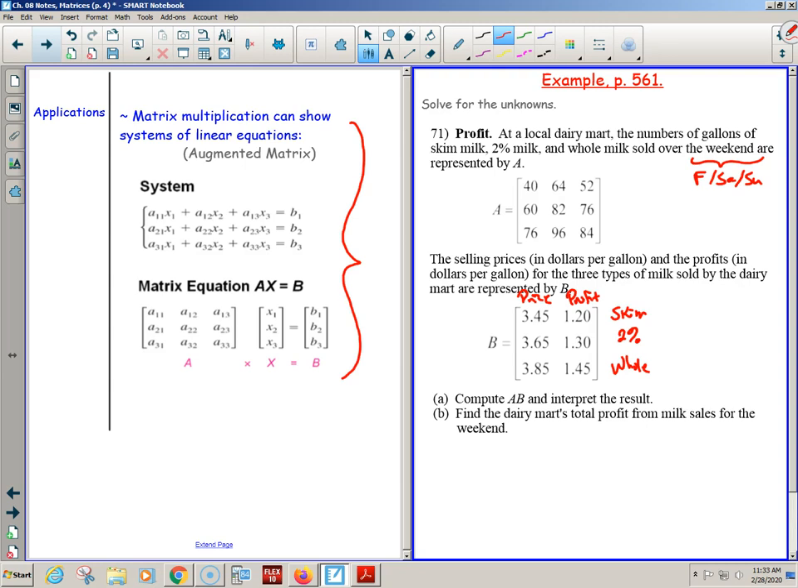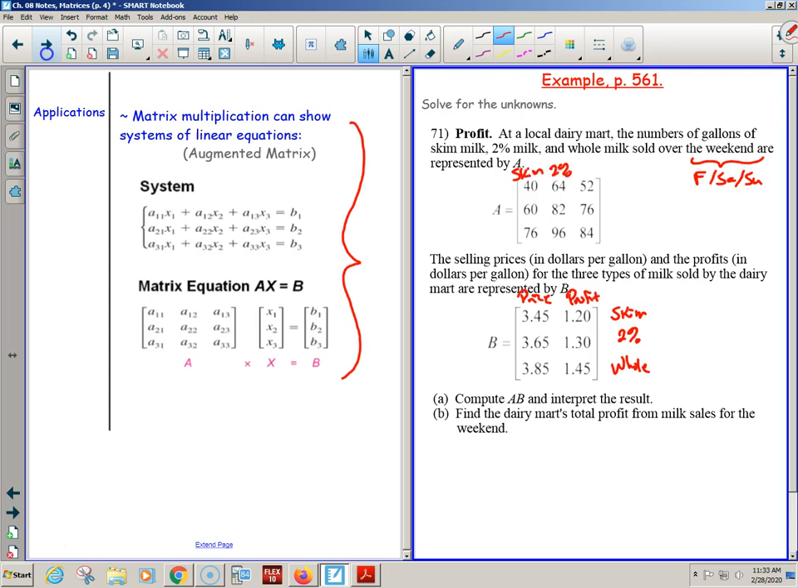What's this? Is it Friday or is it skim? Based on context of I'm multiplying by this, I think it's Friday. So, Friday, Saturday, Sunday? Yeah. No. Why is that not? Because that's the skim, 2%. Why does it need to be skim, 2%? I need the column to match the row. So is skim and Friday the same thing?